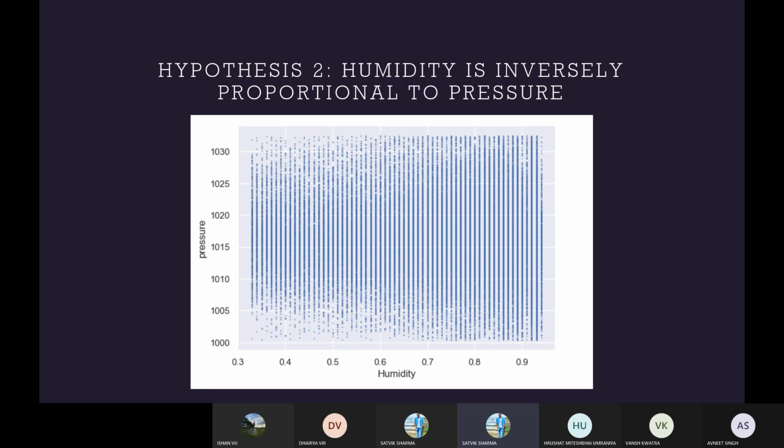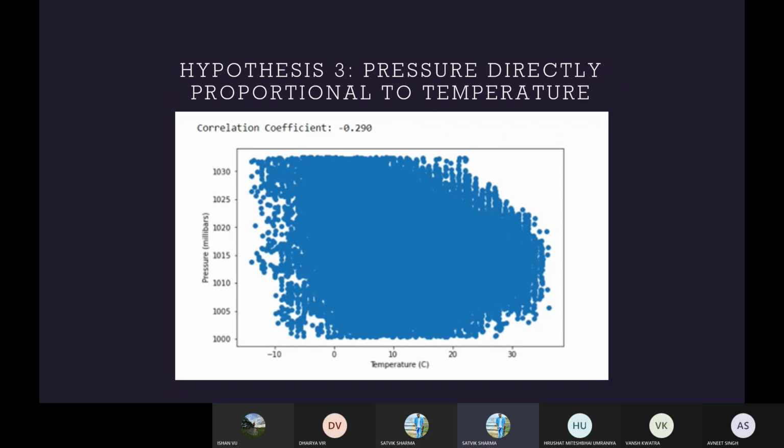This might be due to the position and weather conditions of seed. Next slide, please. The second hypothesis was that the pressure is directly proportional to temperature.